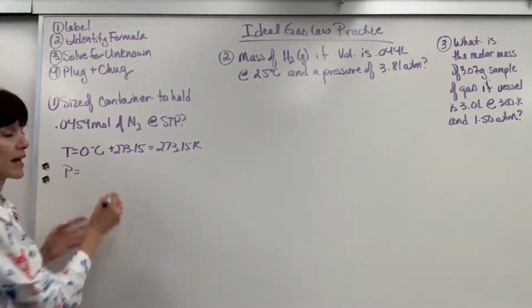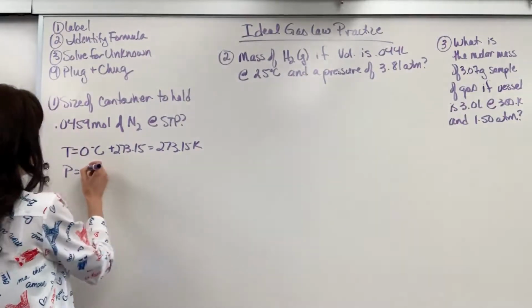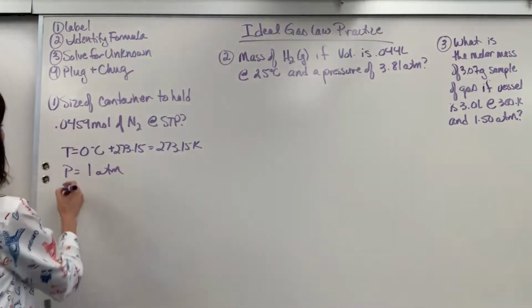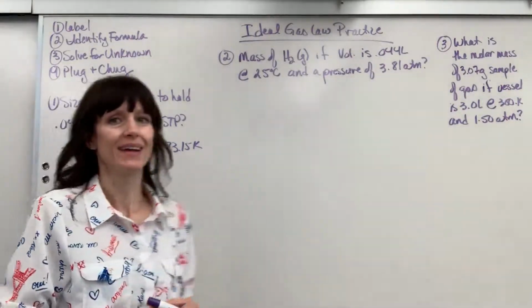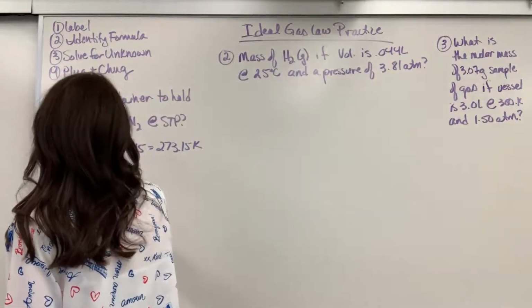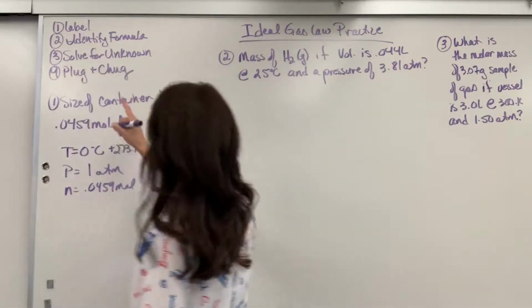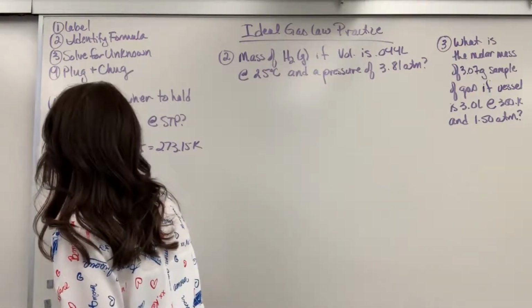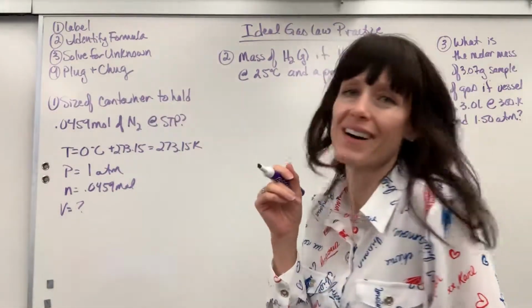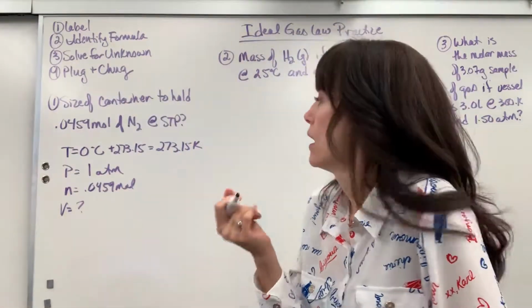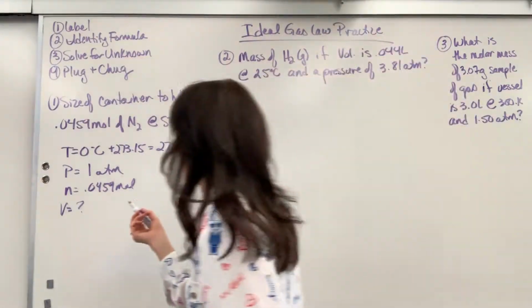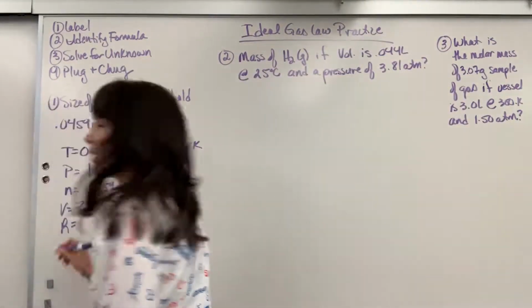Pressure, our standard conditions for pressure for gases is 1 atm. And then they give us moles. Remember, n is our symbol for moles, and that is going to be 0.0459 mole. And what do they want? Size. So they want the volume. Okay, so I'm looking at this and I go, I see amount of substance, and we must use the ideal gas law. Well, the ideal gas law, remember, we always have R.